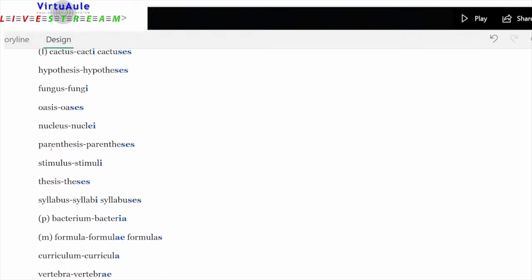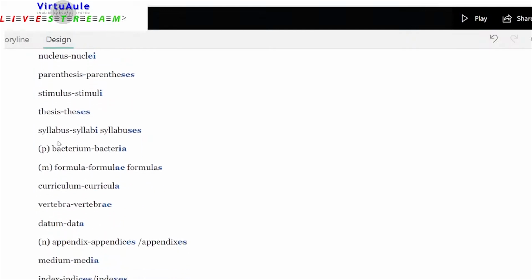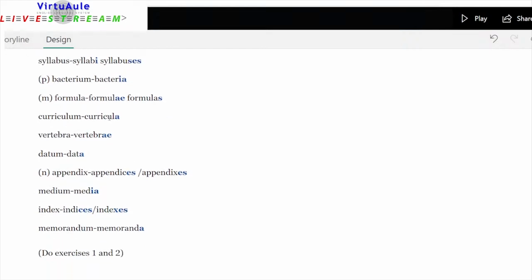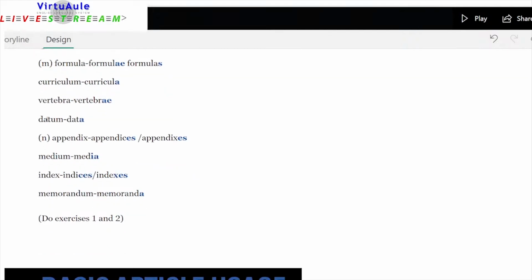Nuclei. Parenthesis, parentheses. Stimulus, stimuli. Notice we have that I there. Thesis, theses. Syllabus can be either syllabi or syllabuses. Bacterium goes to bacteria. Formula, formulae or formulas. Curriculum, curricula. Vertebra, vertebrae. Datum to data. Depends on how you want to pronounce that. The Latin word is certainly datum, so it should be data.